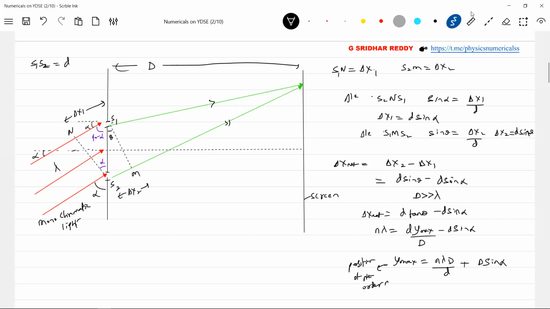Position of nth order maxima on screen. Okay, got it. Now shall we go for the pattern, where the central maxima will be? Put n equal to 0. Here you start from n equal to 0: y max equals d sine alpha. So definitely the central maxima should lie above.